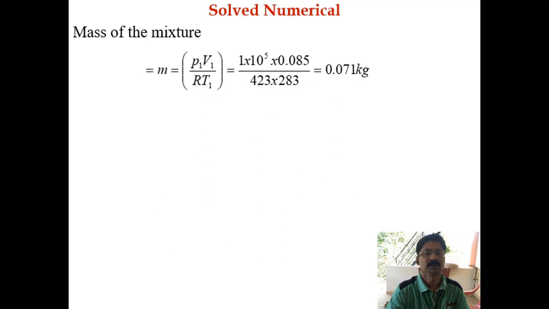So for the mass of the mixture, you can use the state equation PV is equal to MRT, so M is equal to P1 V1 by R T1. Upon substitution, you will get it as 0.07 kg. So with this I conclude lecture number 8, and we'll try to solve a few more problems in lecture number 9. Thank you.